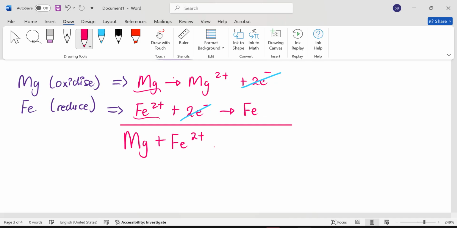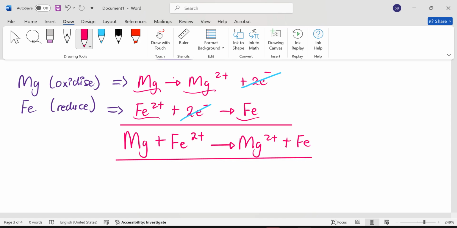Fe2+ gives me product with product. Mg2+ and Fe. Really hope you guys are getting this. We are done with this.